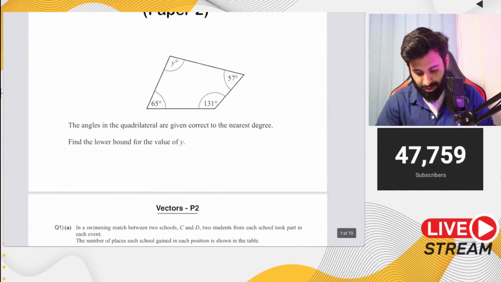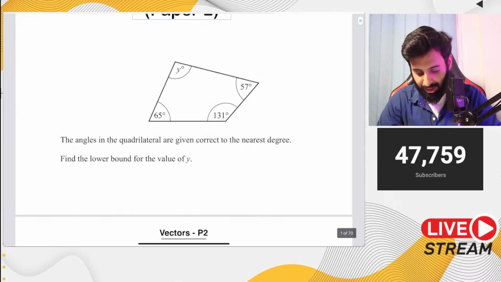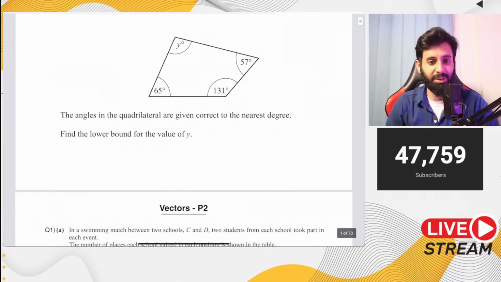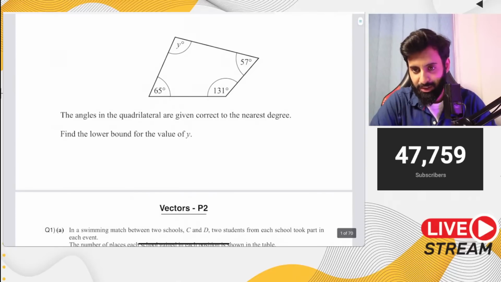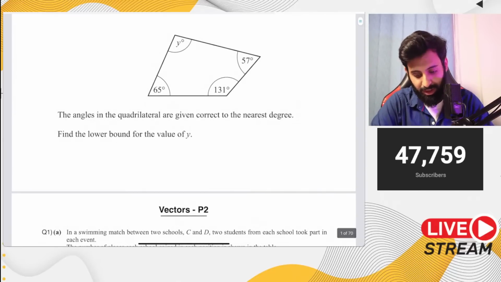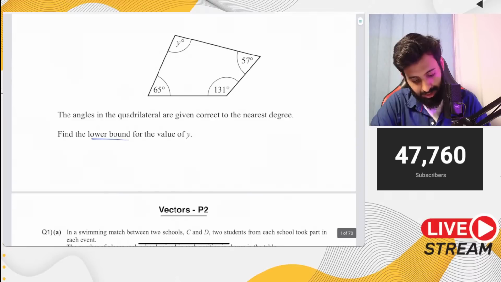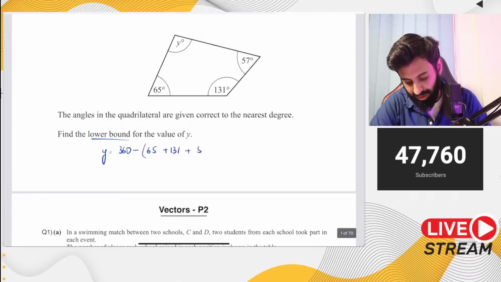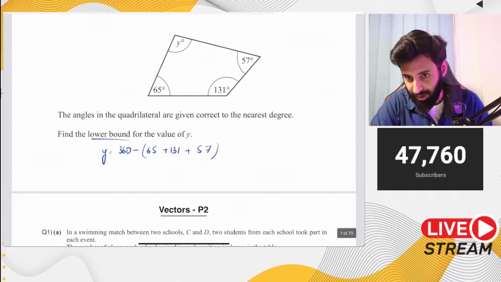We're not just going to find out y. Notice that you're asked to find out the lower bound for angle y. So here's what you're not going to do: y is equal to 360 minus the sum of all the other angles, which means 65 plus 131 plus 57. We're not going to do this.